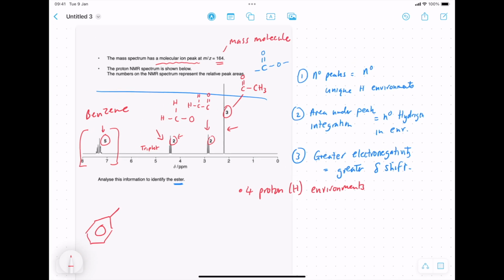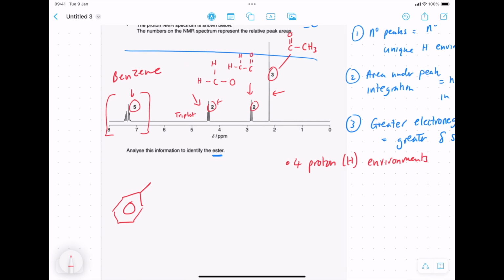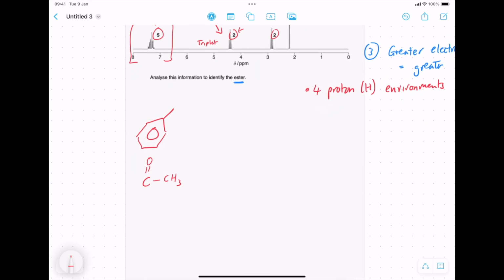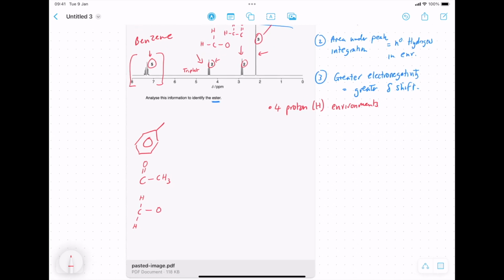So now let's put the pieces down below and see what we have. So we have the benzene ring, we have this bit, we have possibly this bit, and we know it's got to be an ester.